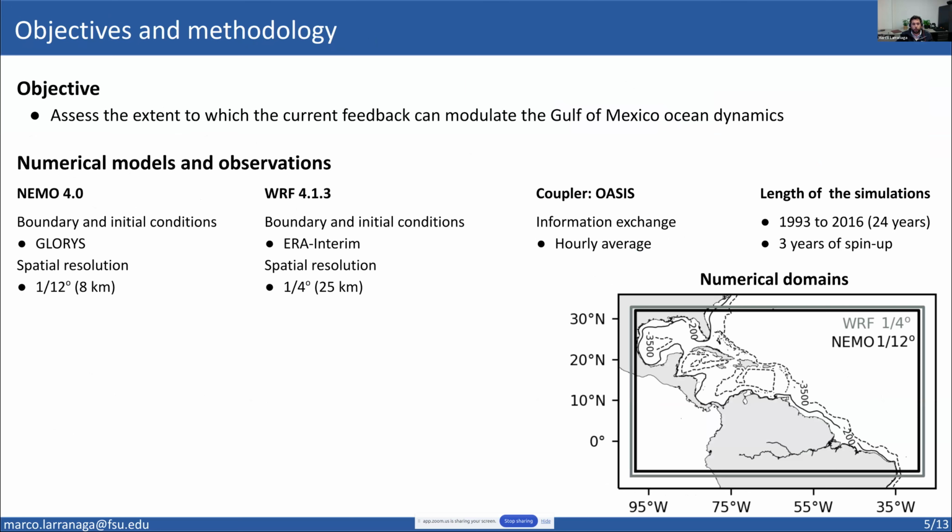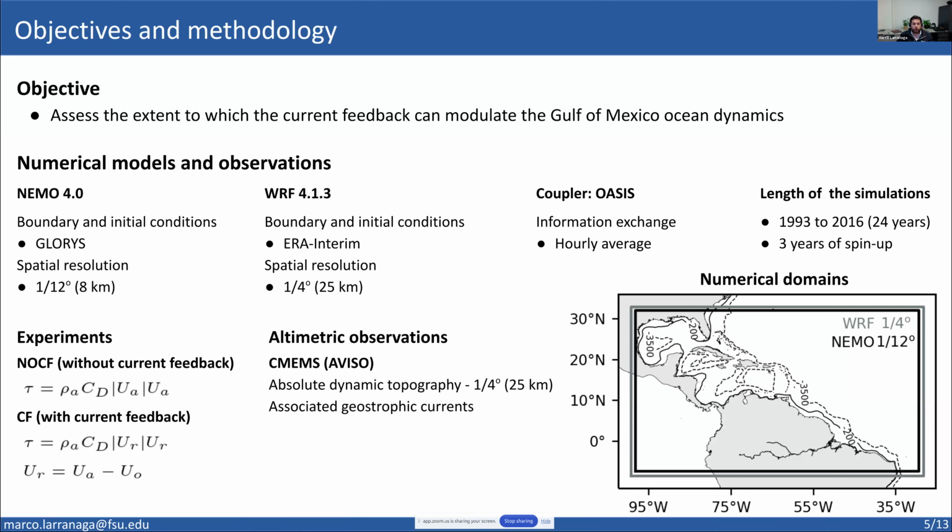And to do that, we use coupled numerical simulations. We use NEMO to reproduce the ocean dynamics with a resolution of 8 kilometers. With that, we are able to reproduce a lot of scales of the mesoscale. And we use the WRF model to reproduce the atmosphere dynamics with a resolution of 25 kilometers. And we coupled these models with OASIS, which allowed us to exchange hourly averages of data between the models. And the length of the simulation was 24 years over this domain, right?